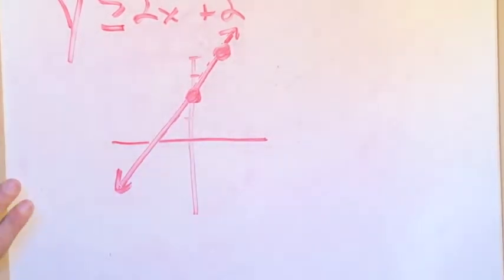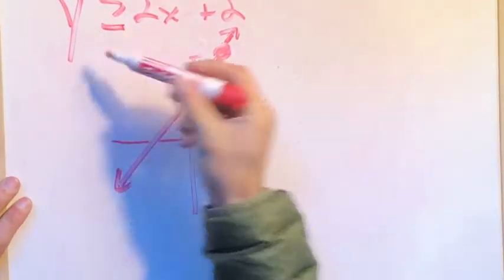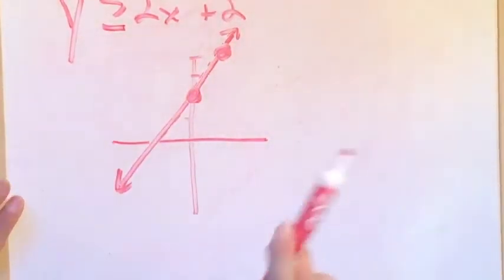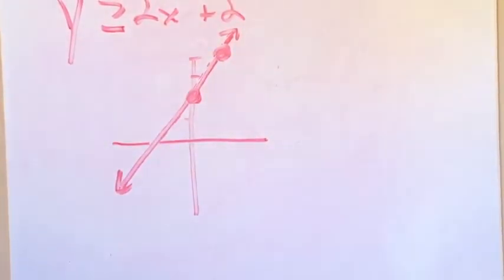Second thing is, you guys probably thought if it's greater than, you shade up. If it's less than, you shade below. That's fine. But now I'm going to be teaching you how to shade it a little differently, because when you have quadratics and absolute value, you're not shading up or down. It doesn't work like that.